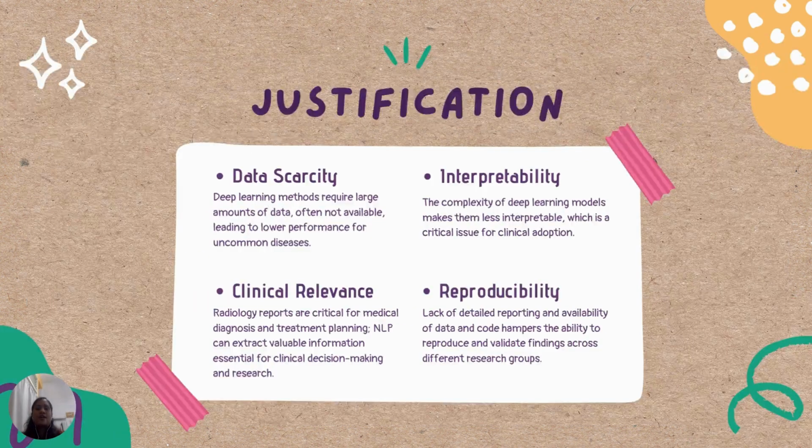And the next one will be justification. So the first one will be data scarcity. Deep learning models require a large amount of data, which is often not available, making traditional methods or hybrid approaches more practical in some cases. And the next one is interpretability, where the complexity of deep learning models makes them less interpretable, which is a critical issue for clinical adoption.